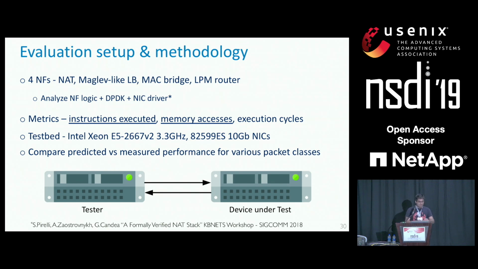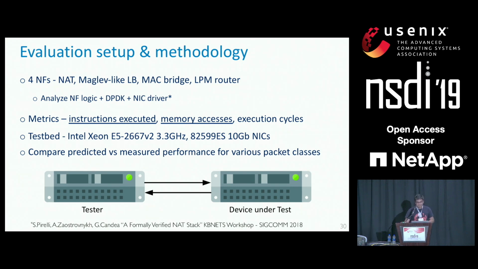Our test bed looks something like this. You have a tester which generates and sends test traffic, and a device under test which runs the NF. And both are Intel Xeon servers with 10 GB Intel NICs. And the methodology we're going to use here is that for each NF, we're going to identify a few packet classes, generate the test traffic, measure the performance on this test bed, and then compare this measured performance to the values predicted in the contract.